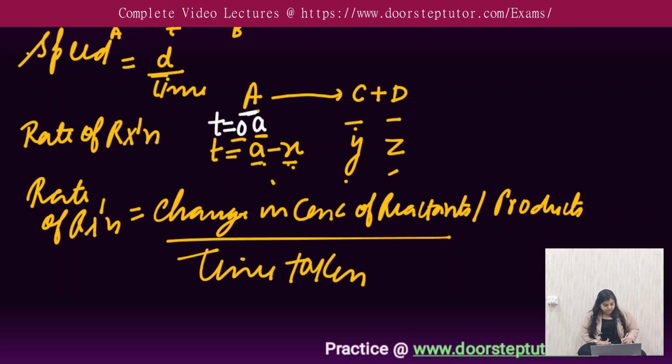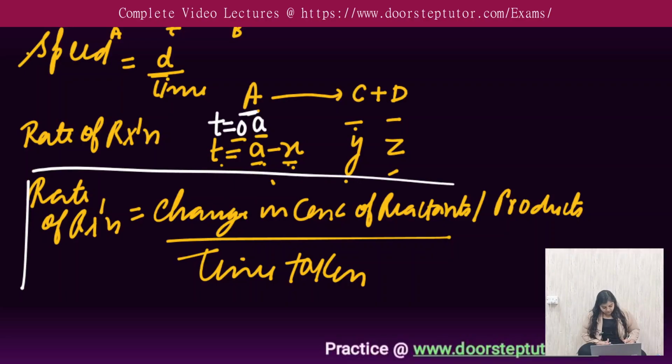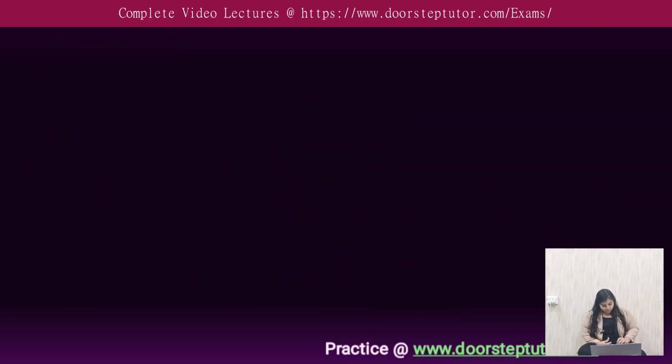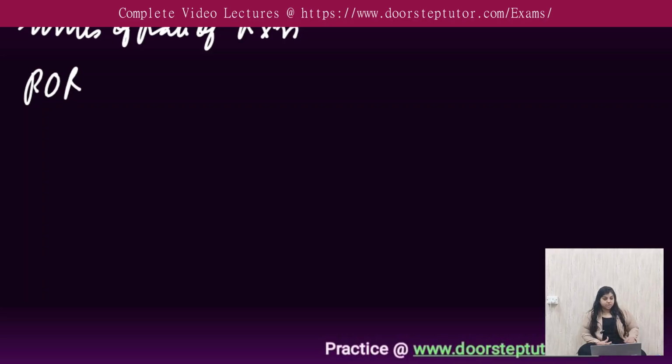Here, from time t equal to 0 to time t we have gone. So this much time interval is the time taken. This is going to define your rate of the reaction, which is the change in the concentration upon the time taken. Okay. So now what are going to be the units of the rate of the reaction? Now we are going to look at the units of the rate of the reaction.